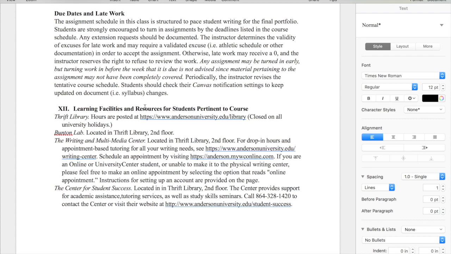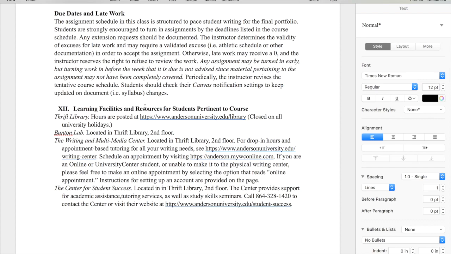We also have the Bunton Lab, which is located on the second floor of Thrift Library, which is a computer lab. If you do not have full access to your computer, or if you have computer problems, going to the Bunton Computer Lab and being able to work on it is great. That's one reason I suggest using Google Docs for your work. So if you have your work on Google and your computer crashes, then you can go somewhere else and use a different computer for the same work.